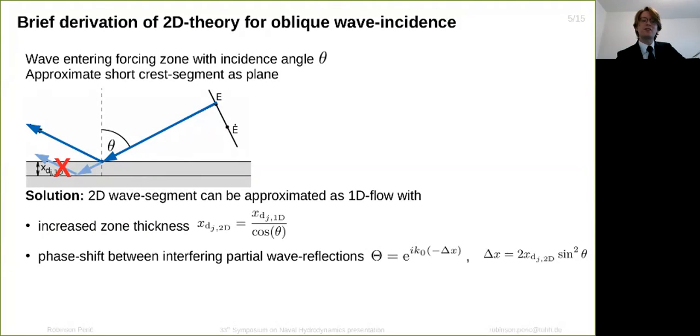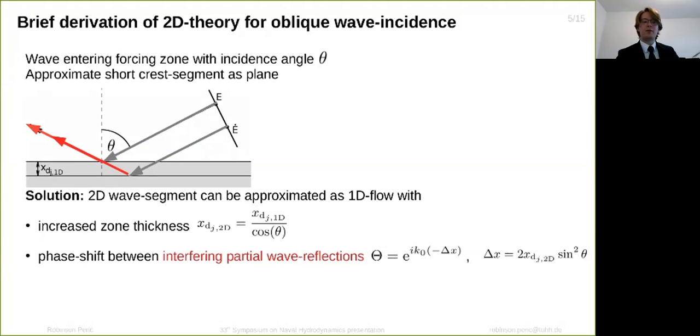Now, and this is why I added the point E dot. And if we follow the wave crest segment from there, then it will be at the second zone segment, partially transmitted and partially reflected. And then these two wave parts will be aligned, these partial wave reflections, and they can then interfere destructively.